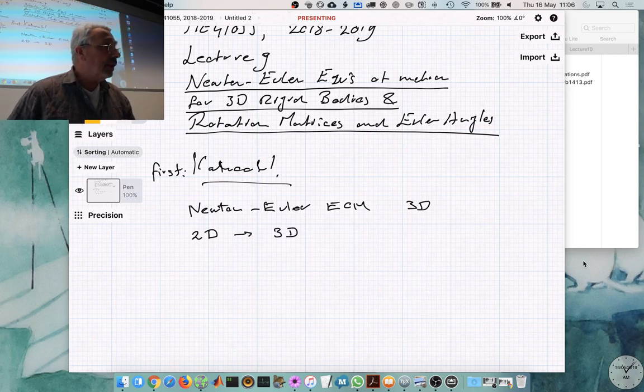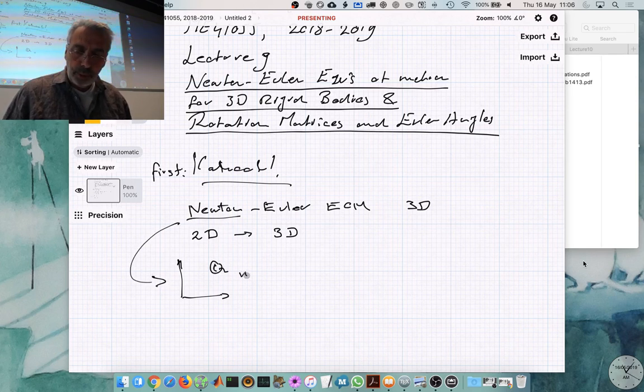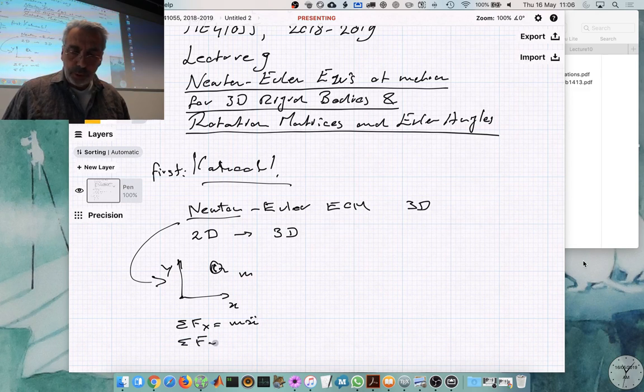Now, if we take the first part, the Newton part, that is sort of super simple, because in that case we had a point mass, a thing with mass m, and two directions, x and y. The only equations we had: the sum of the forces in the x direction is mass times acceleration, and the sum of the forces in the y direction is mass times acceleration in y. That was it. That's for a point mass.